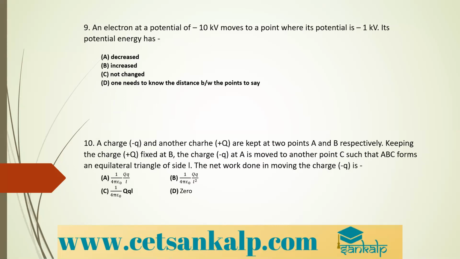Question number 9. An electron at a potential of minus 10 kilovolt moves to a point where its potential is minus 1 kilovolt. Its potential energy has. You need to calculate the potential energy. So here they have given the electron potential is 10 kilovolt. Here we can simplify it.